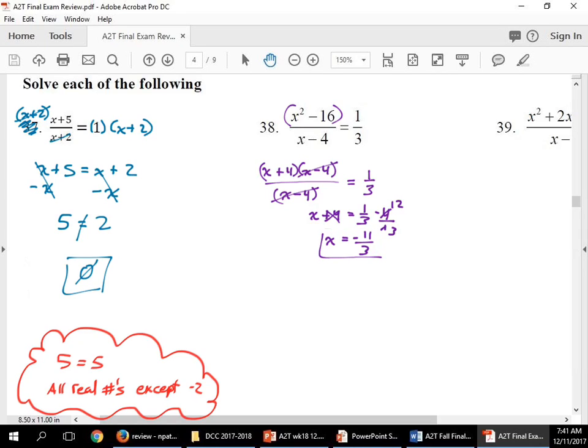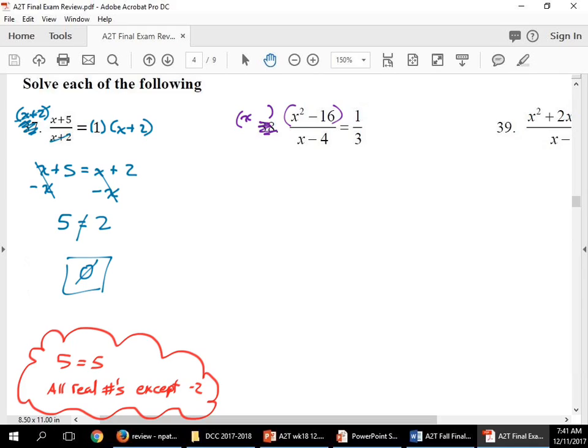But let me present a different scenario for you here. Let's pretend you didn't see that you can factor it and cancel it out. Then maybe this is what you would do. You would multiply both sides by x minus 4. And then you have to multiply this side times x minus 4. And so we have x squared minus 16 equals (x minus 4) over 3. How come it's on top of the 3? Because we would make this into a fraction.